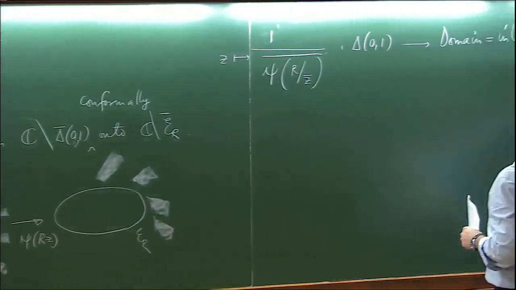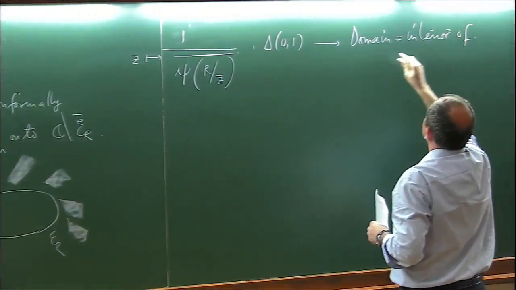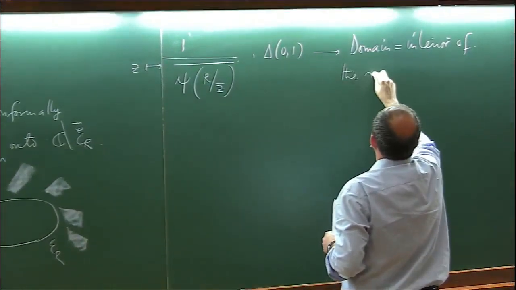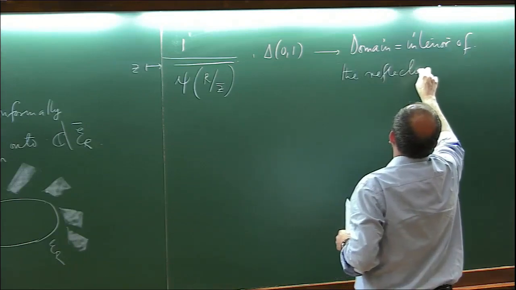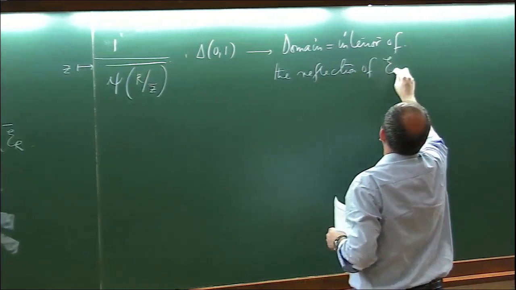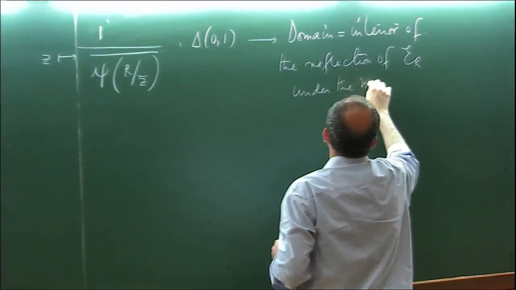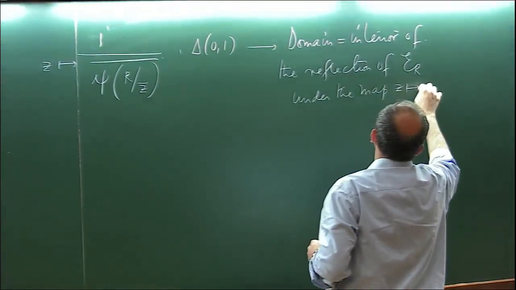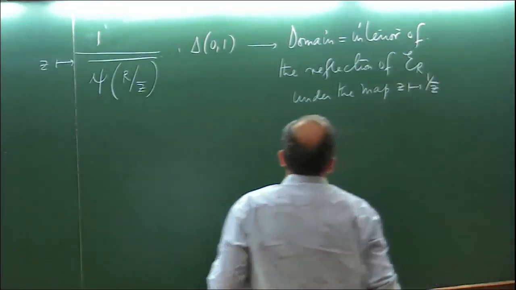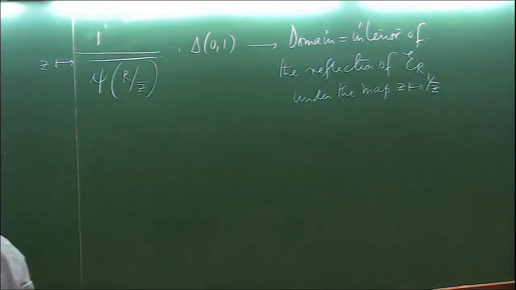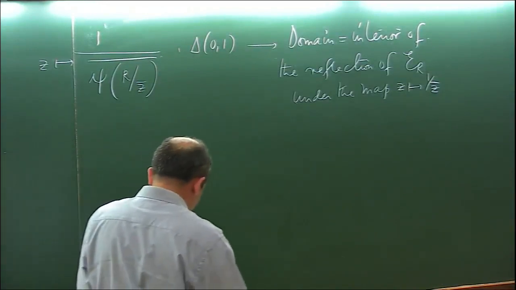So this is going to be a domain which is the interior of the reflection of the ellipse E_r under the map z going to 1 over z bar. To identify the image, we have to invert the ellipse. So let's do that.